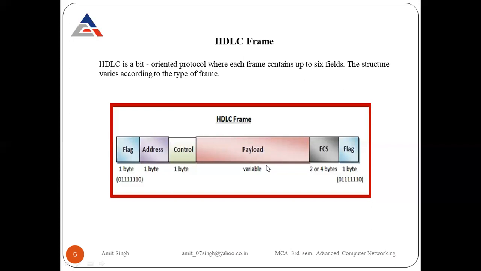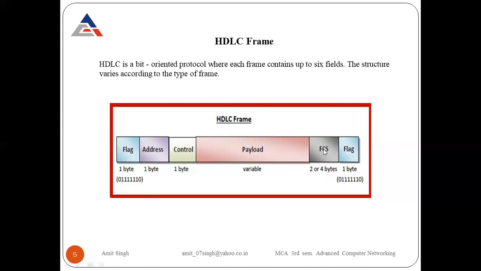Next one is the payload. Payload means the data, the actual data that we want to send. And the size of this payload is variable. Variable means it varies from data to data. How much data it can contain depends upon that data. Now the next is the FCS, that is 2 or 4 bytes. Now at the end, the flag is there, and the flag also contains 1 byte, and it has a special pattern, starts with 0, then 6 times 1, then ends with 0. So this is the frame format.